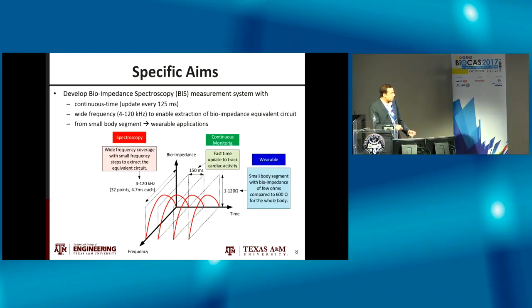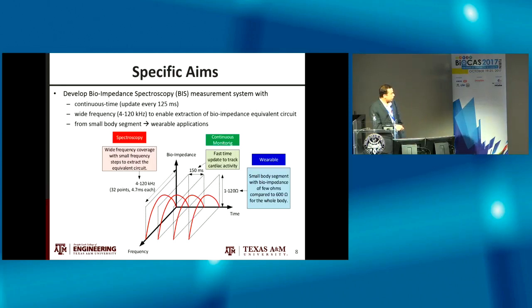At the same time, we are targeting wearable devices. So the bioimpedance range should target a small body segment, which has much smaller impedance compared to the whole body. And we need to have high accuracy in order to measure the variations of bioimpedance on only small body segments.